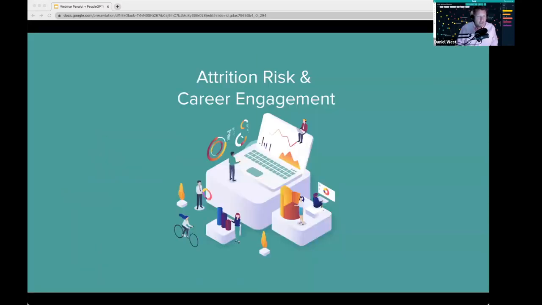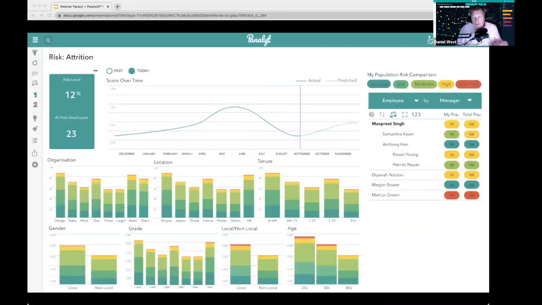So talking about attrition risk, this is a tool that we've developed where we use machine learning to analyze our clients' historical data on a dozen different data points that are very common within most HR data sets: age, gender, tenure, who your manager is, compensation. Looking at those attributes, we're able to understand and predict risk of attrition over time.